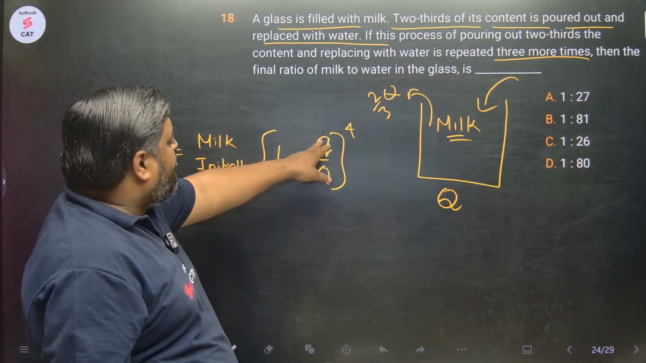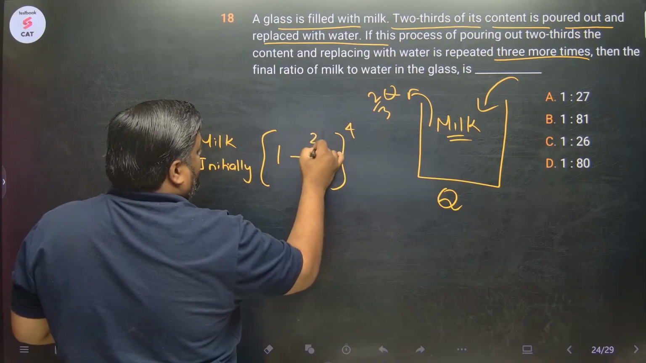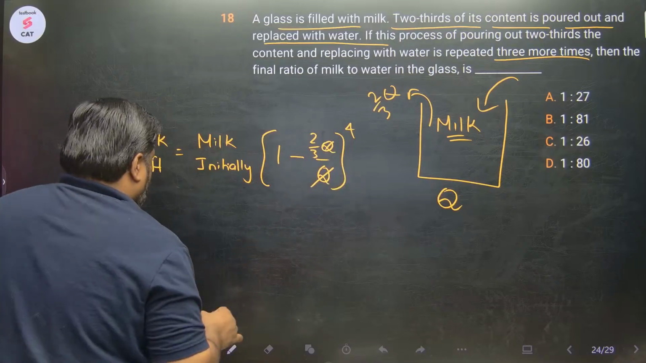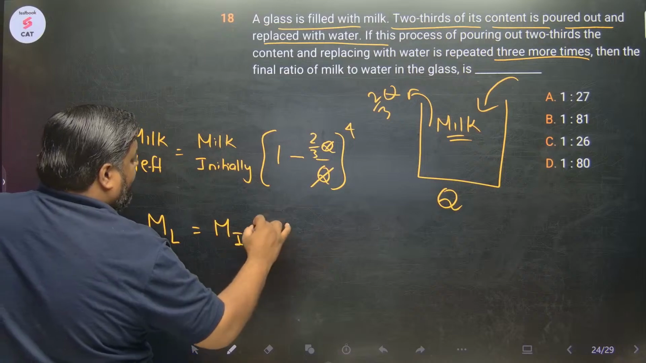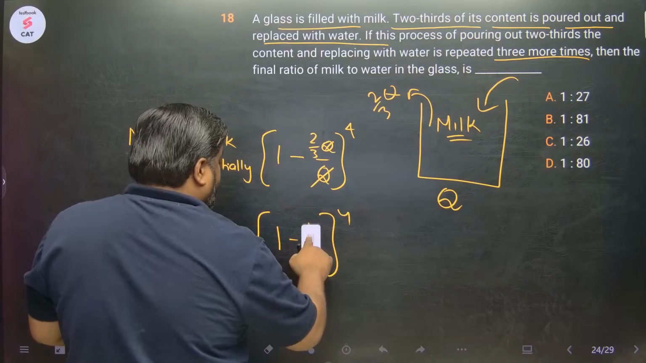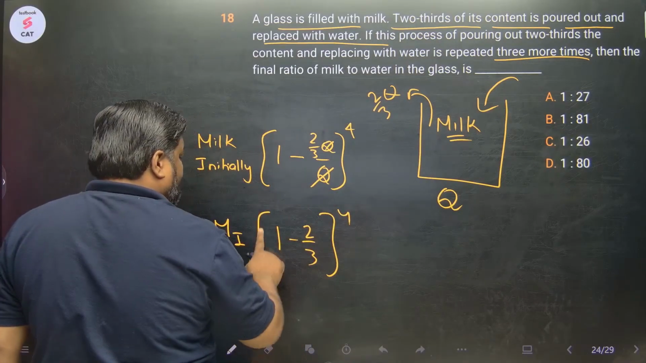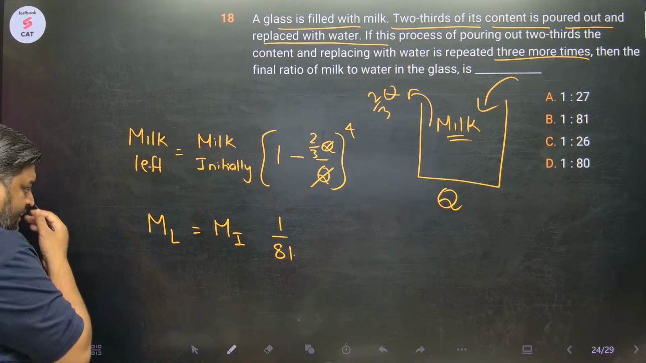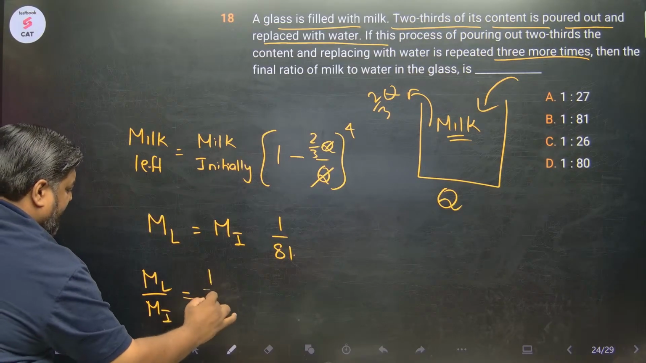Okay, what is small q? The amount which is taken out every time, and this small q is 2/3 capital Q. This is cancelled out. So what do I have? Milk left is milk initially times 1 minus 2/3 raised to the power 4. So 1/3 raised to the power 4. This is how much? 1/81. Okay. So milk left upon milk initial was 1/81.